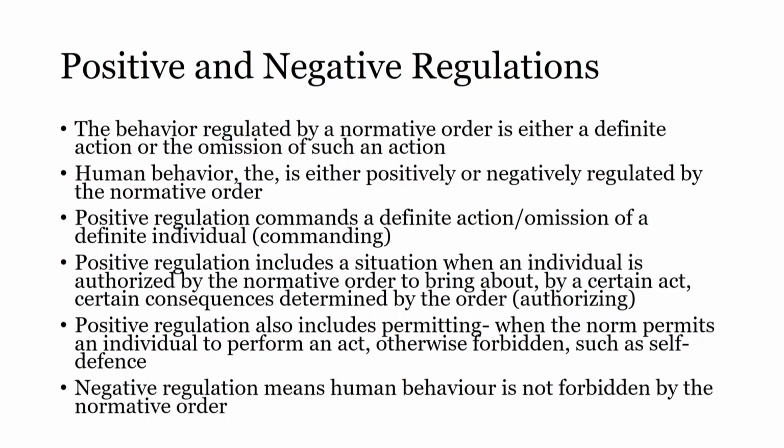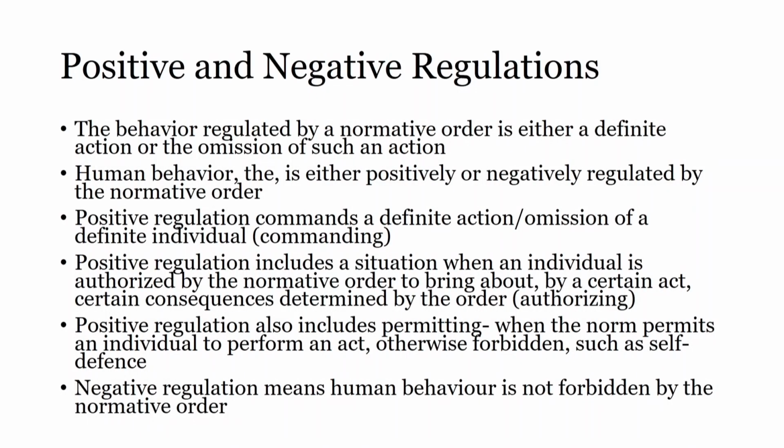The behavior which is regulated by a normative order may be a definite action or the omission of such an action. So, that is how, he says, positive regulation commands a definite action of a definite individual. So, when there is a command for a definite action, or not only action but omission, of a definite individual, then that is called positive regulation. So, in a particular way someone has to do something.